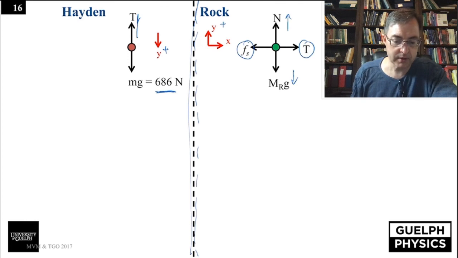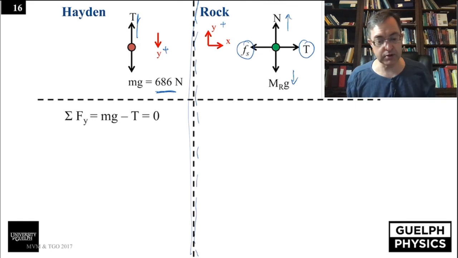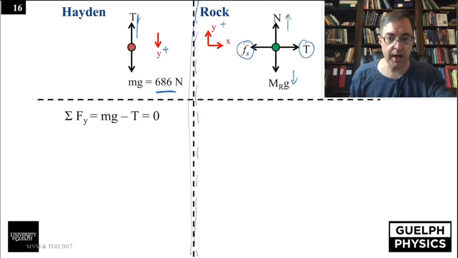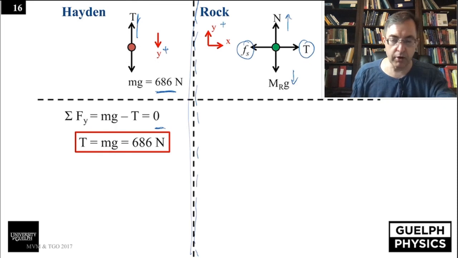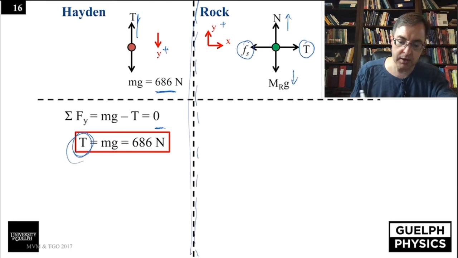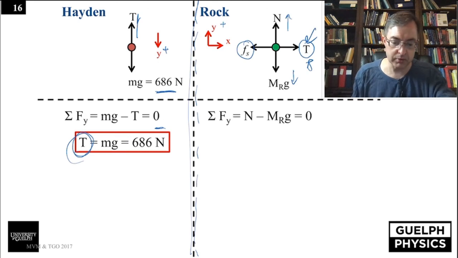As long as I keep that consistent and separate the problems with this dotted line, I'm okay. So for Hayden there's only one direction, y, and given this coordinate system, mg is down, so it's positive: mg minus the tension, and there's no acceleration, so that's equal to 0. I can then solve for the tension in the rope. It's just mg, which is 686 newtons. The tension in the rope is a quantity that also appears in the rock problem. So I've solved the Hayden Christensen problem, and now I can look at the rock problem.